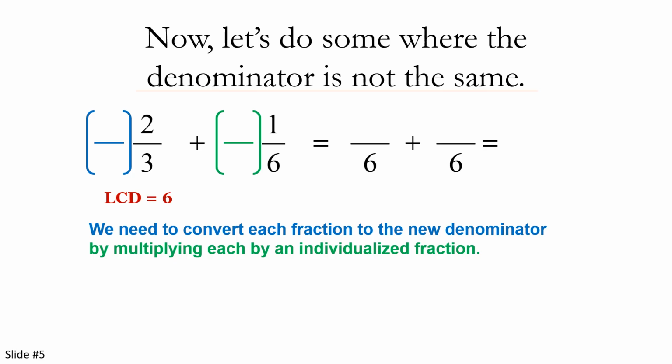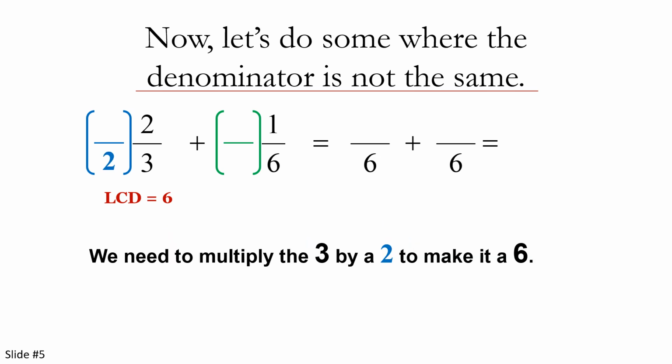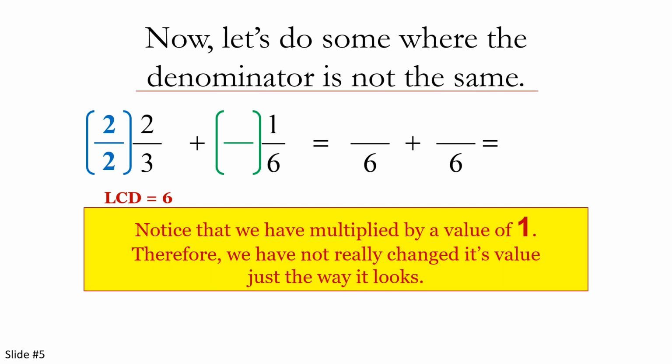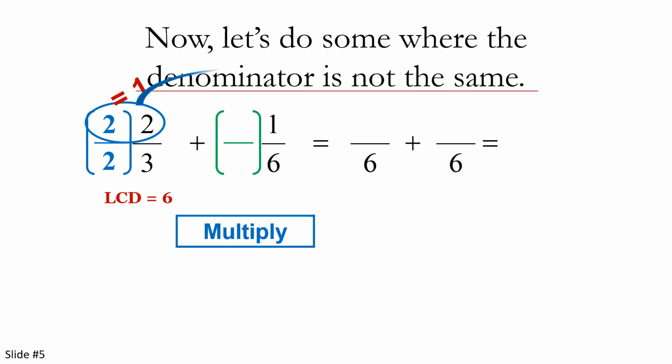So I've used 2 different colors here. If we look at the 3, we see that the 3 has to be multiplied by a 2 in order to make it a 6. So then we're going to multiply the numerator by a 2 also. Notice that we've actually been multiplying by a value of 1. 2 over 2 equals 1. So we haven't changed the value of this fraction 2/3. We're just changing the way it looks. So we actually multiply 2 times 2 and we get 4. So 2/3 becomes 4/6.